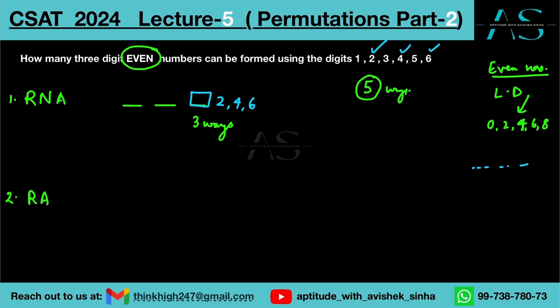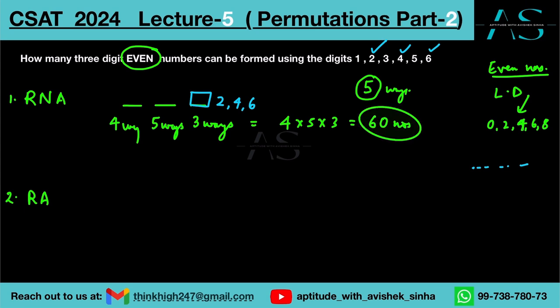In order to fill any of the next places, I can use 5 options. Any of the next chairs can be filled in 4 ways. The correct answer is 4 into 5 into 3. These many numbers. 60 numbers.